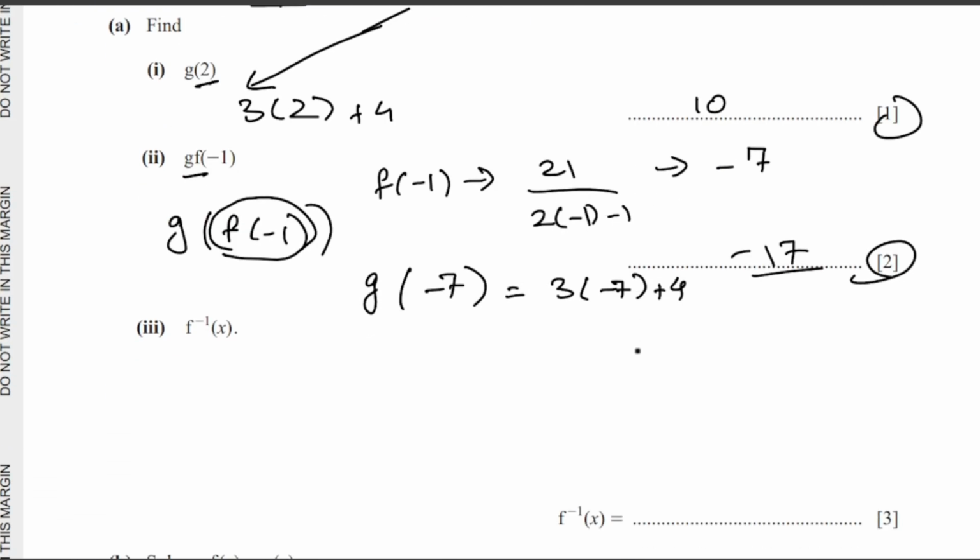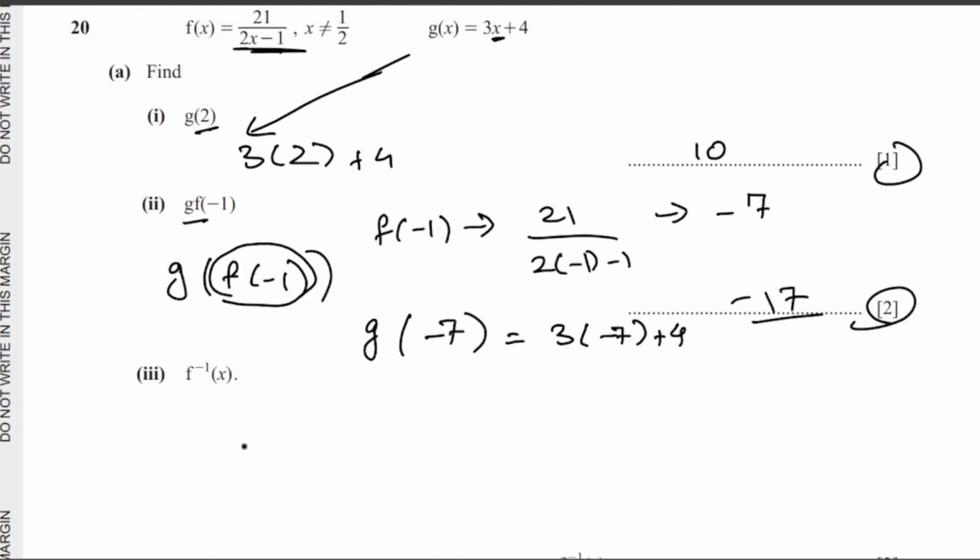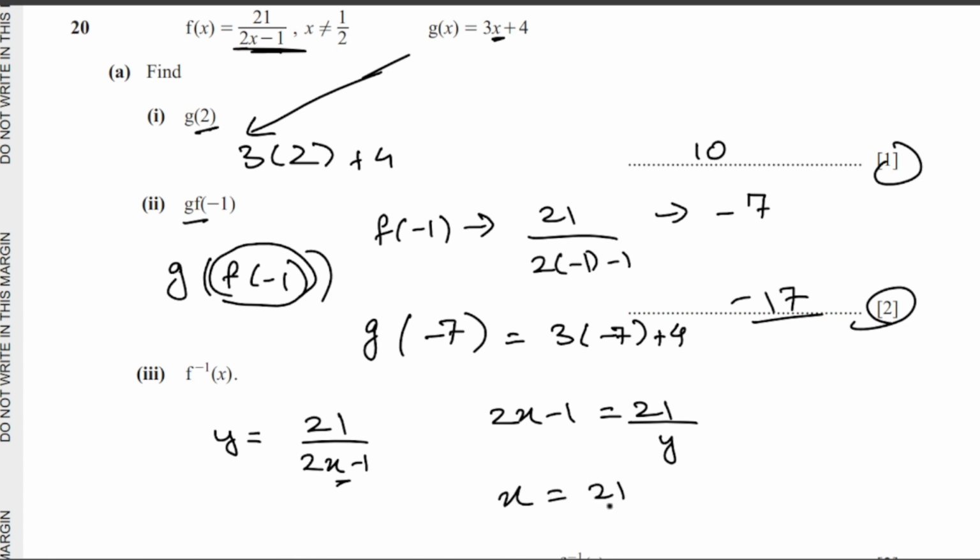Find f inverse of x. Right now, if you don't know how to do that, basically what you need to do over here is put f of x as y. I'm just copying it from the top there if you didn't understand what I'm doing right now. Keep 21 over here. Take 2x minus 1. Now you need to make x the subject, right? You can do that whichever way you want. You could do 2x minus 1 would equal 21 over y, and you could take 1 to that side, giving x equals 21 over 2y plus 1 over 2.